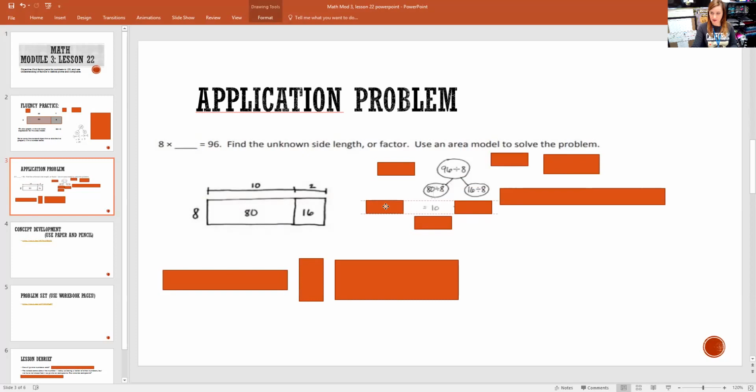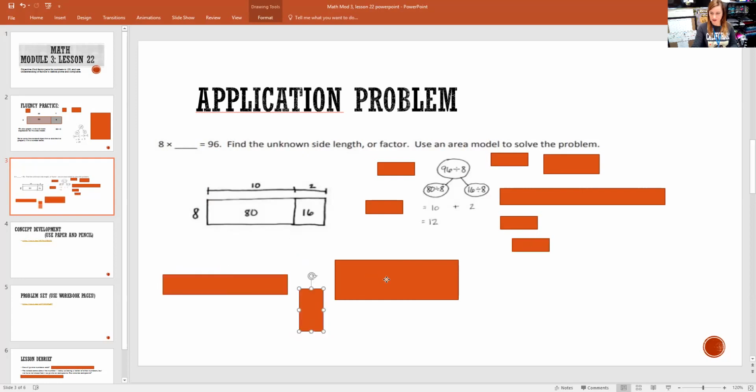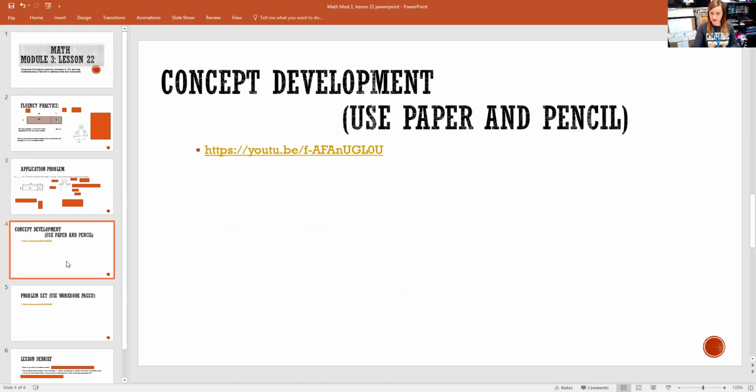So 80 divided by 8 we know is 10. And 16 divided by 8 is 2. When we add those together, we get 12. Okay, so these are all. All right, so let's look at our concept development.